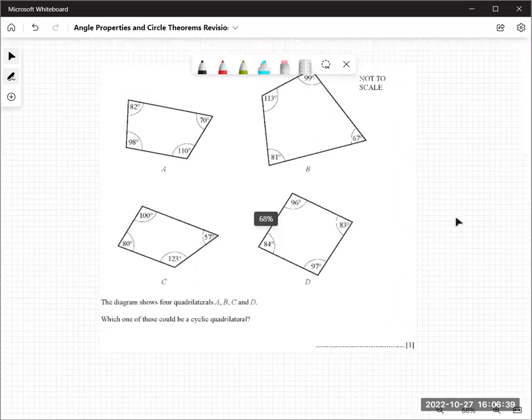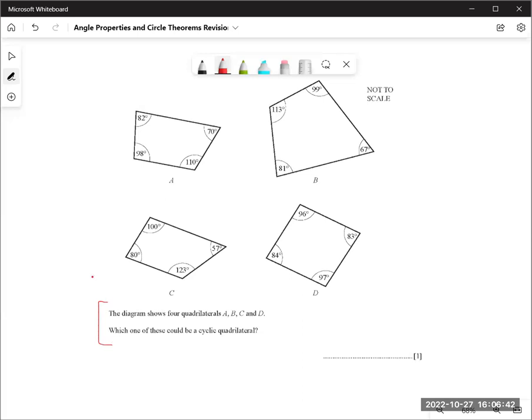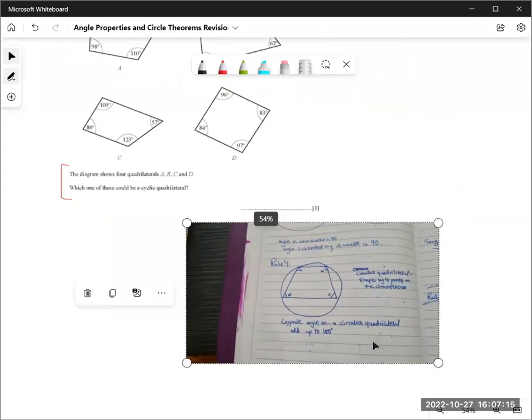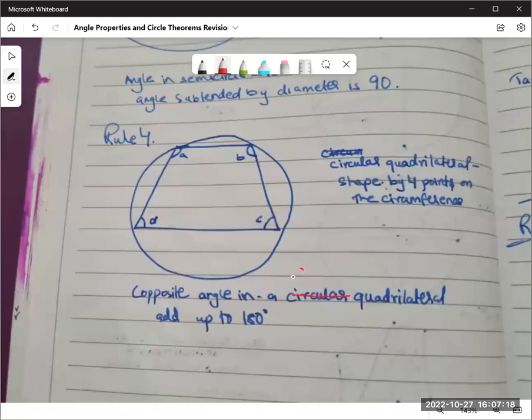Now next thing is this one. Niranjana, read the question. The diagram shows four quadrilaterals A, B, C, and D. Which one of these could be a cyclic quadrilateral? Now read the rule for cyclic quadrilateral from your notebook. Or I'll show it to you right here. Najla, read the rule. Opposite angles in a cyclic quadrilateral add up to 180 degrees.